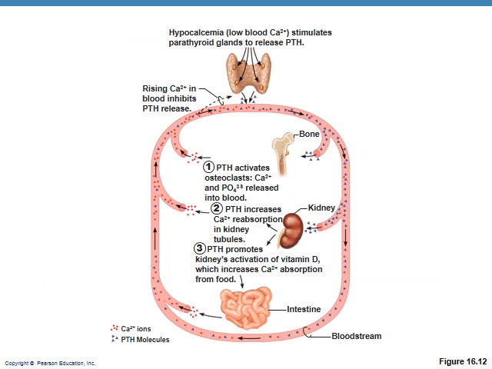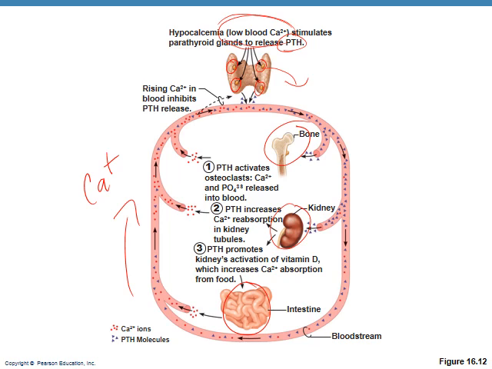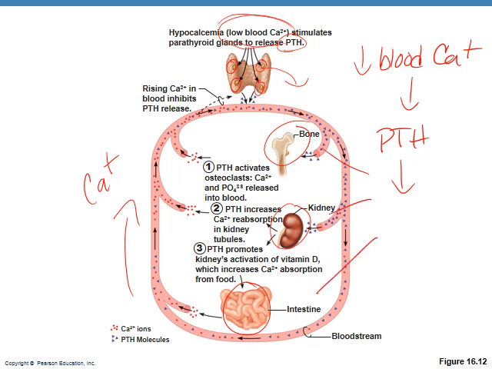Here's a nice figure from your book. They're showing you the parathyroid glands on the back, and they're saying in response to low blood calcium, you're going to release parathyroid hormone from your parathyroid glands. They're going to tell your bones, your kidneys, and your intestines to keep or reabsorb as much calcium as possible. So your blood calcium was low, you secrete parathyroid hormone, and that tells bones, kidneys, and intestines to reabsorb all the calcium that it can back into your bloodstream.